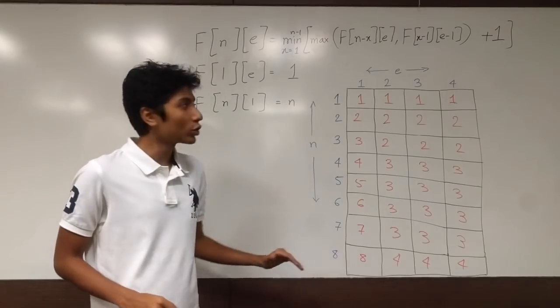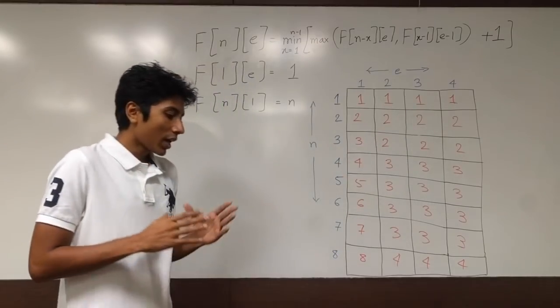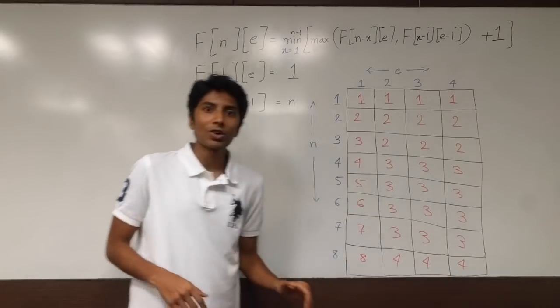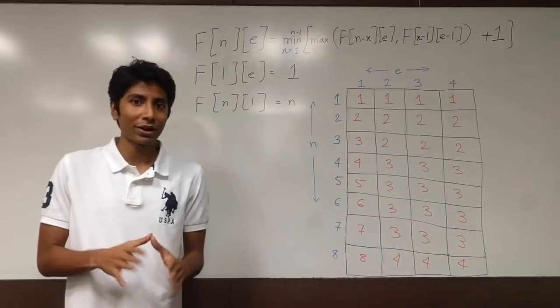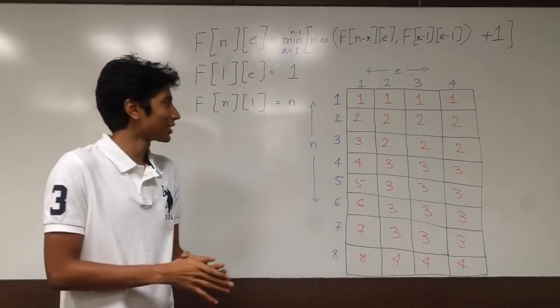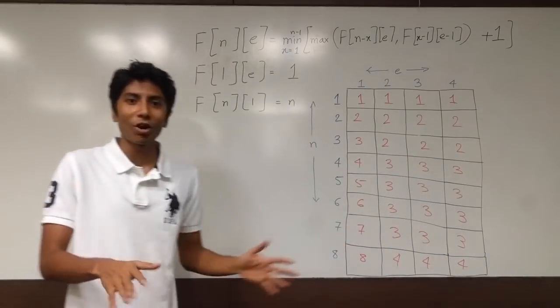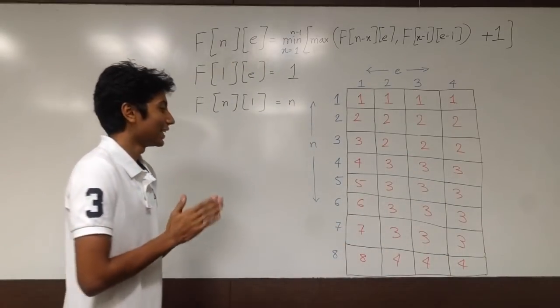So let's solve an example. We have 8 floors and 4 eggs with us. The minimum number of tries that we need for this scenario is 4. So how do I know this? Well, I ran the program and it took about 15 seconds to do this. It had taken me half an hour to get somewhere over here, and then the program and copying the values was very fast. So that's what you need to do.